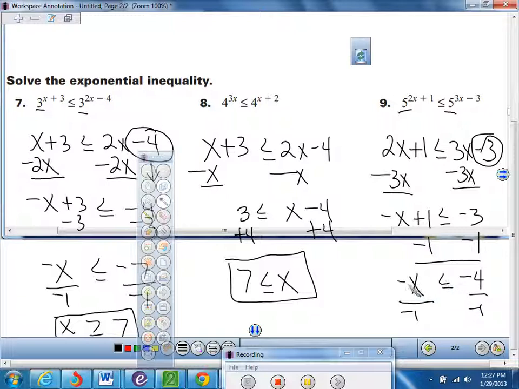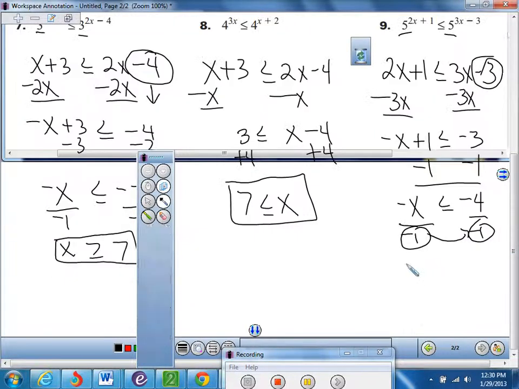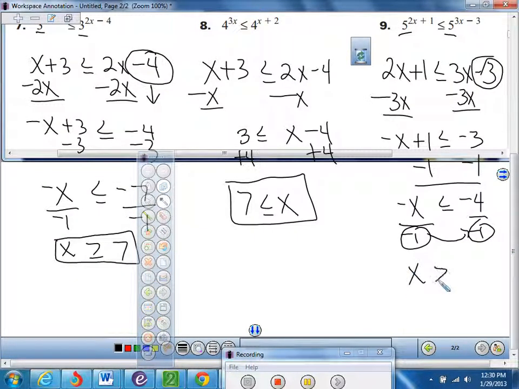Okay, we're dividing across the inequality, since this right here is moving across the inequality. Okay, and it's negative. We're going to have to reverse the inequality. So we end up with x is greater than or equal to 4. Now, if you'd have moved it the other way, you would have ended up with 4 is less than or equal to x. So those mean the same thing.